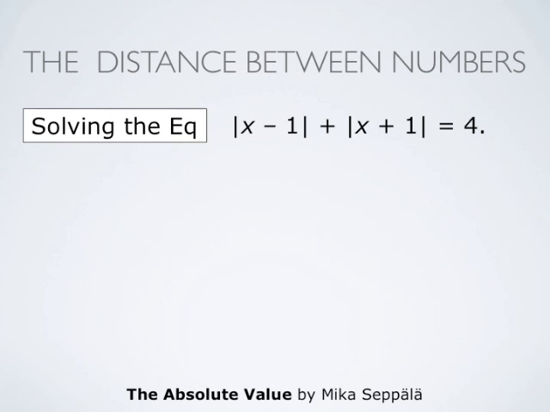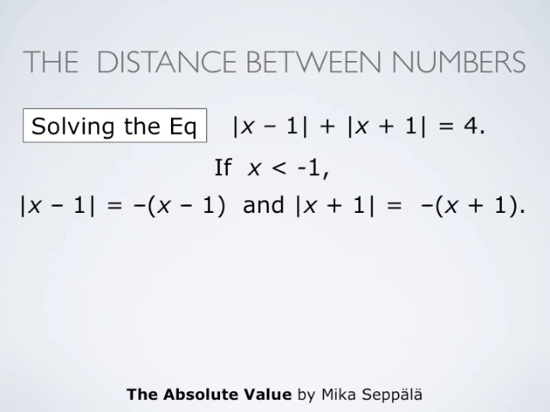We still have to consider the situation that x is less than -1. Then x minus 1 and x plus 1 are both negative, and this means that the absolute value of x minus 1 is minus x minus 1, and the absolute value of x plus 1 is also minus x minus 1. And the left-hand side of this equation becomes 1 minus x minus 1. Just plug in the values.